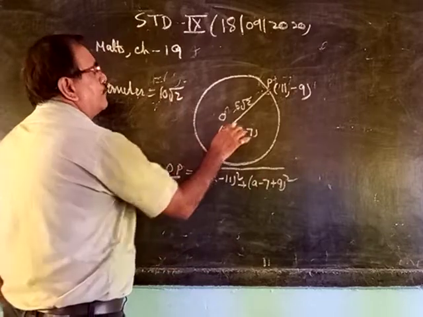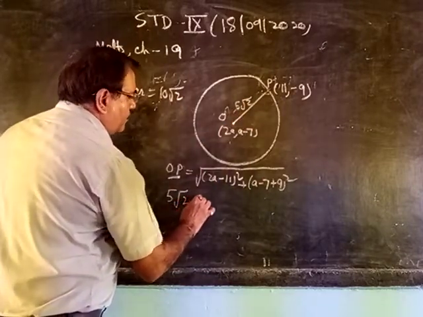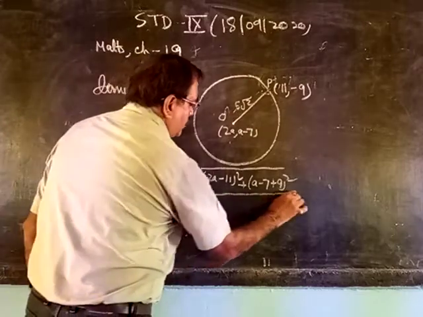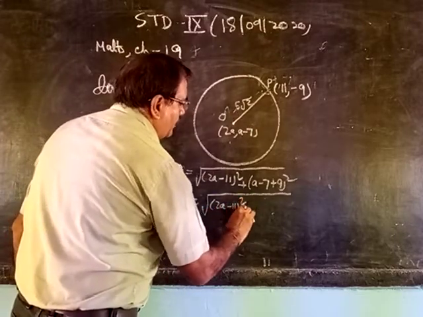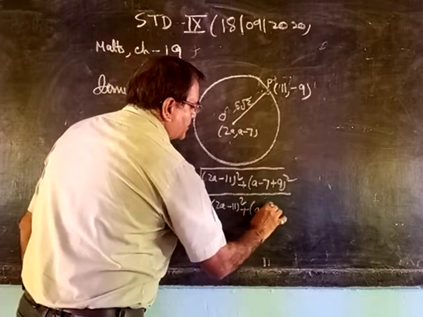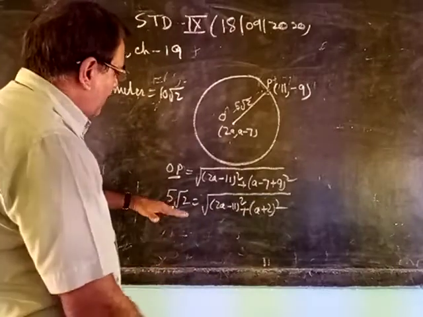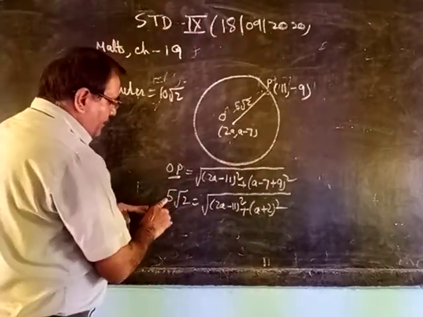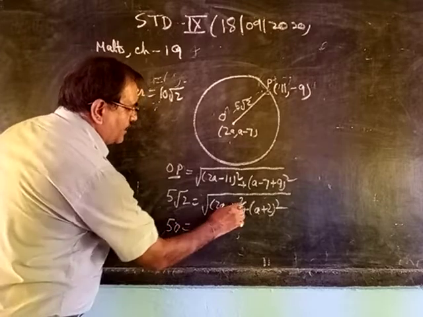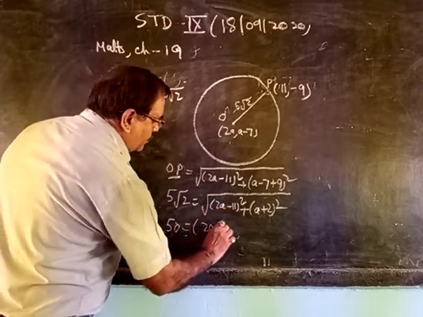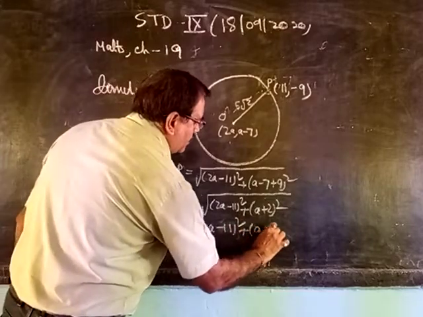And this distance OP is given as how much? 5 root 2. So write here 5 root 2 is equal to the square root of (2a minus 11) square plus (a plus 2) whole square. Now squaring both the sides, 5 times 5 is 25, into 2 means 50, and the square root will be removed. So 50 equals (2a minus 11) square plus (a plus 2) whole square.